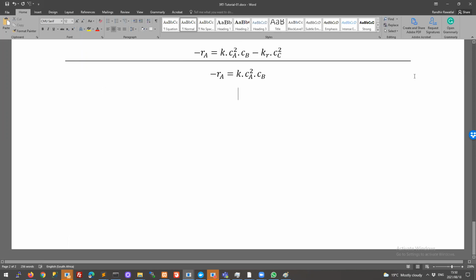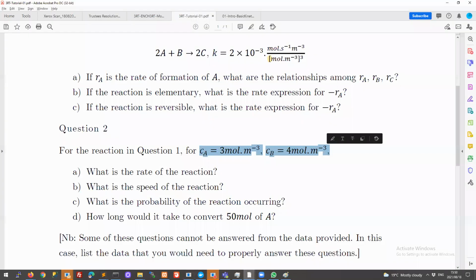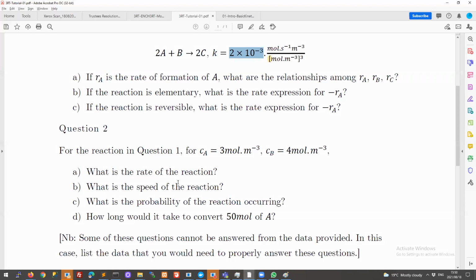So we have this expression and we have K specified. So we have a number for K, and then we've got concentration. So you can just stick the values in here and that will give you a reaction rate for A. And then, what's the speed of the reaction?